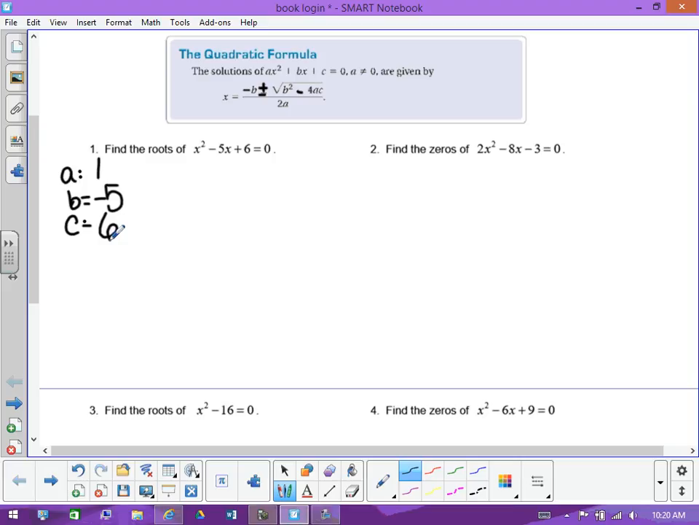Then we're going to plug in the formula. Now, I'm going to write this, and I'm leaving spaces here for a reason.